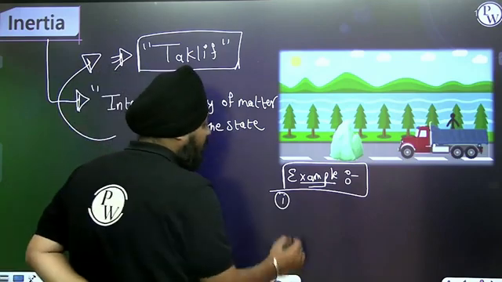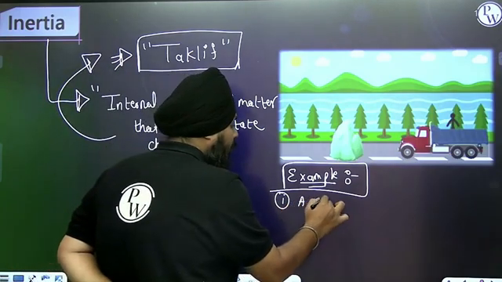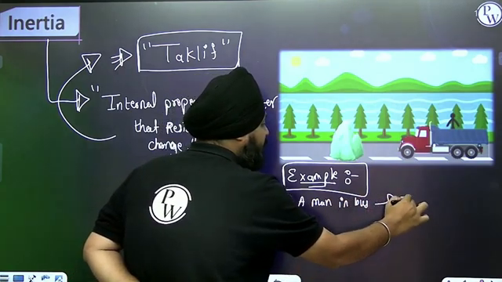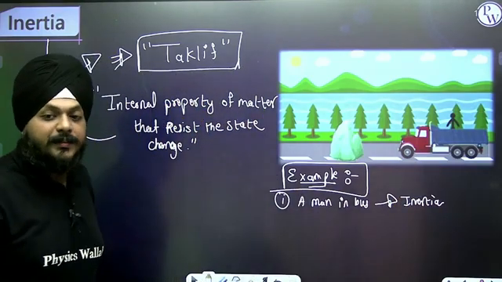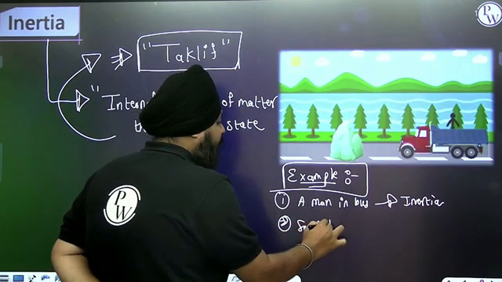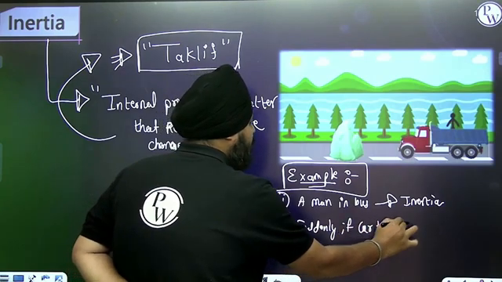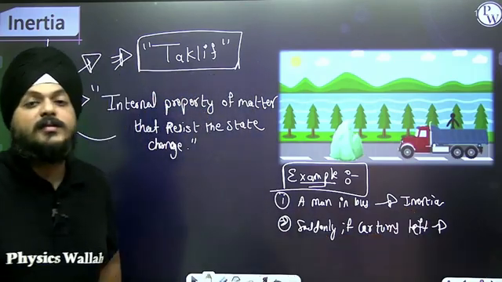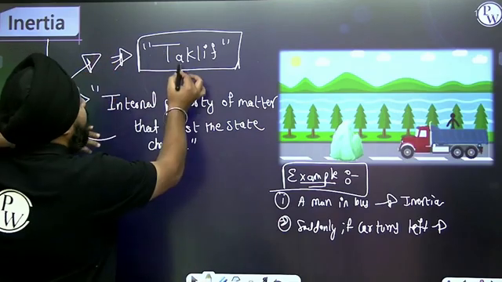A man in a bus faces inertia when the driver suddenly applies the brake. Suddenly, if the car turns left or right, a man faces inertia. So inertia is nothing else but the taklif.